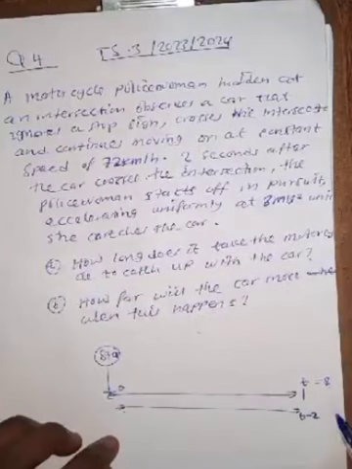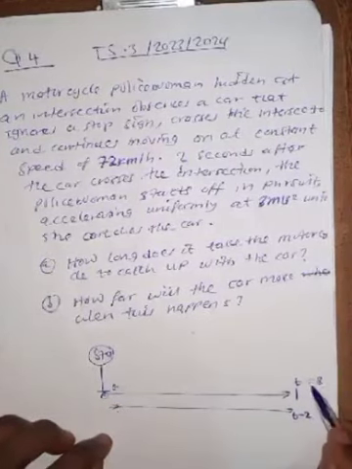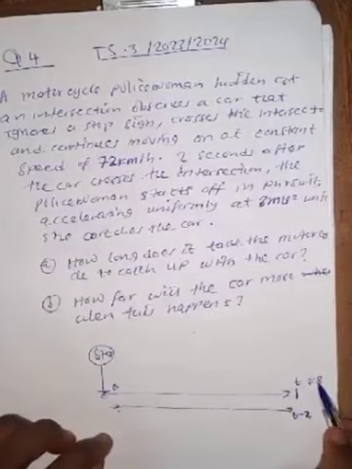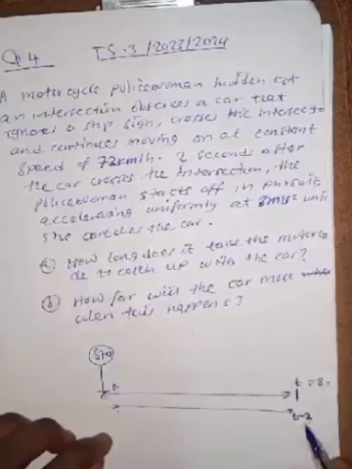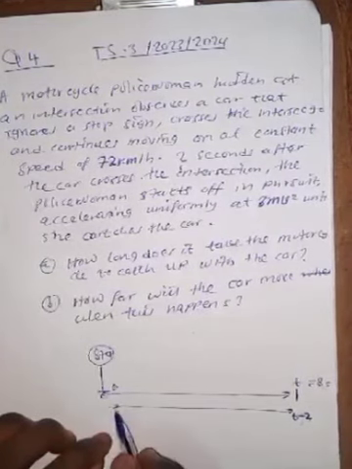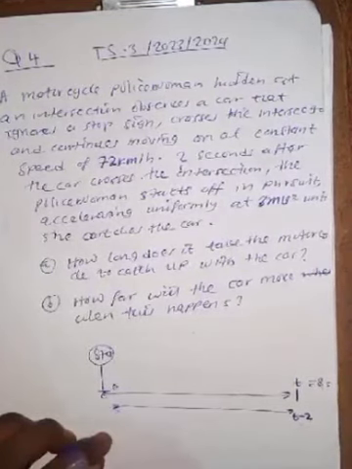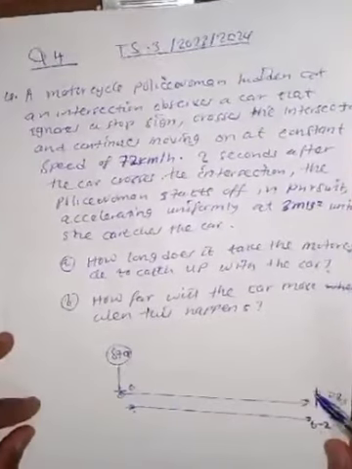the policewoman started chasing the car after 2 seconds, meaning if the total time is actually 8 seconds, that means the time for the policewoman will be 8 minus 2 seconds, which was already wasted. The policewoman had not started chasing the car in that time. Are we together? Yes. So let's analyze the situation now.